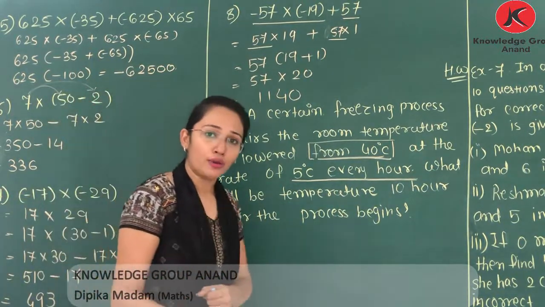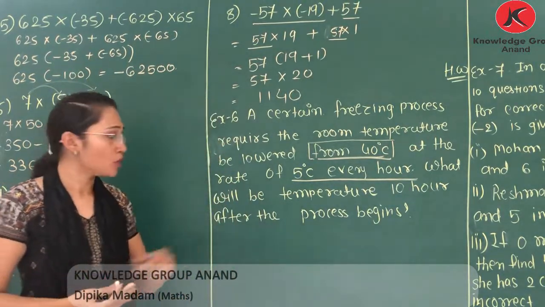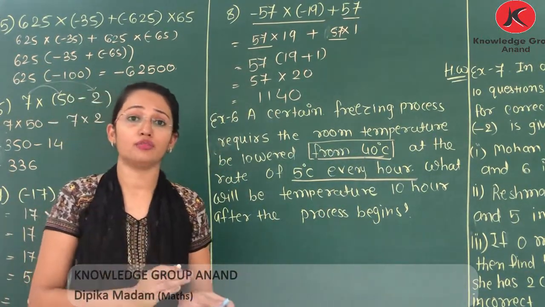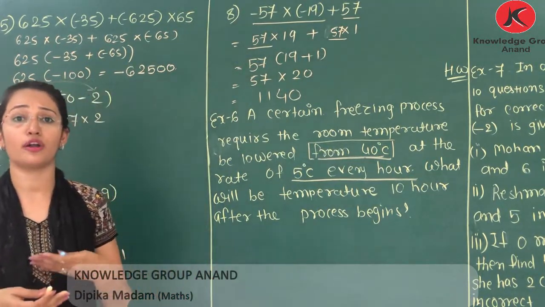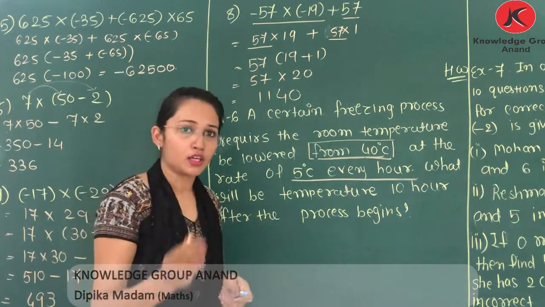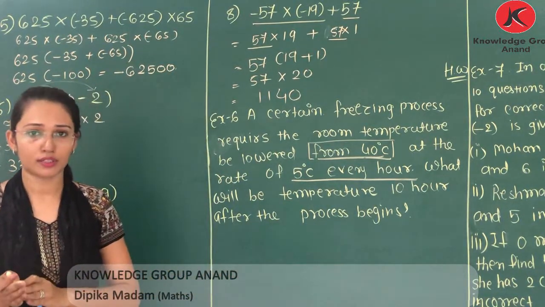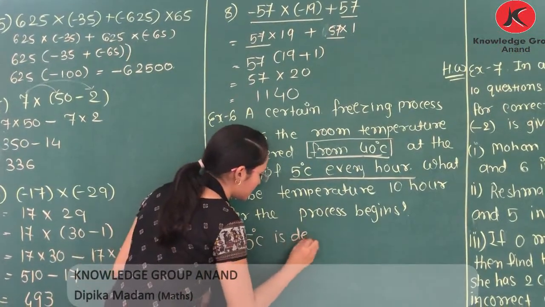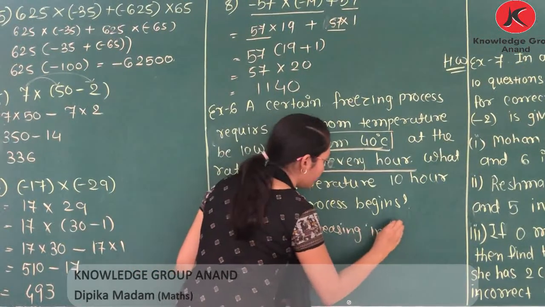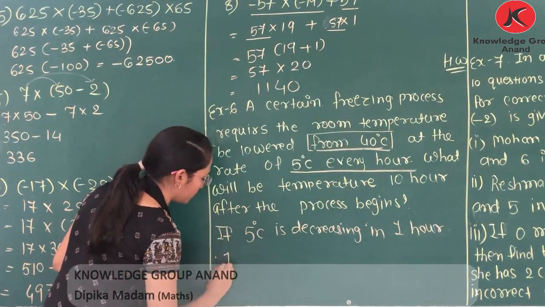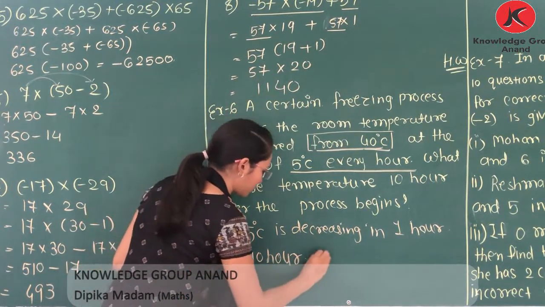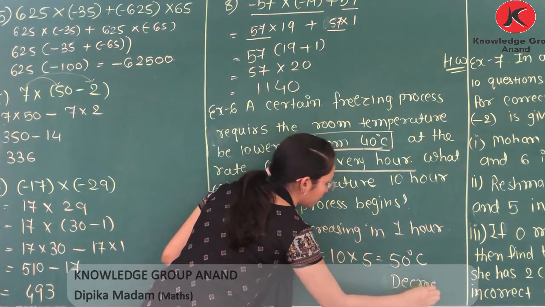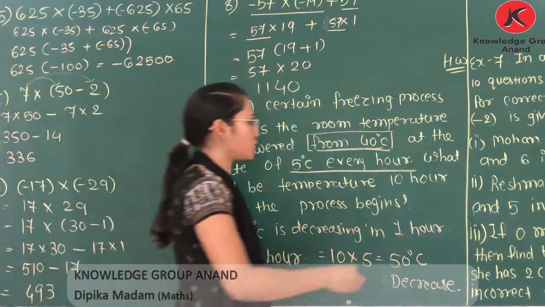If it decreases 5 degrees Celsius in 1 hour, then in 2 hours it decreases 10 degrees, so 40 minus 10 degrees is 30. If it decreases 5 degrees in 1 hour, then in 5 hours 25 degrees; we need to find the same for 10 hours. 5 degrees in 1 hour, so in 10 hours 50 degrees Celsius is lowered. Okay, so if 5 degrees Celsius is decreased in 1 hour, then in 10 hours, 10 multiply 5, 50 degrees Celsius.